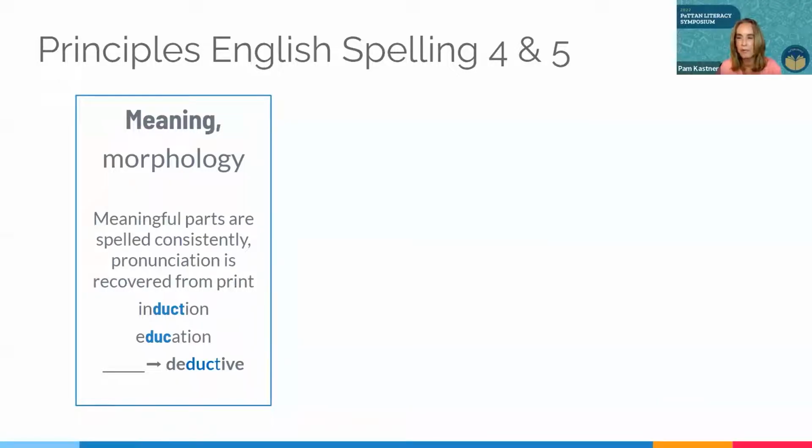Again, morphemes. Morphemes are spelled stably. As you can see in this example, we have duck or duct, meaning to lead. And so the morpheme is pointing to the meaning of the word, and it remains stable. But depending on the phonemes around it, it can change how it's pronounced. So induction, education, deductive, the morpheme remains the same, but the pronunciation can shift. But it's important because that helps us understand the meaning of the words that we're reading and spelling.